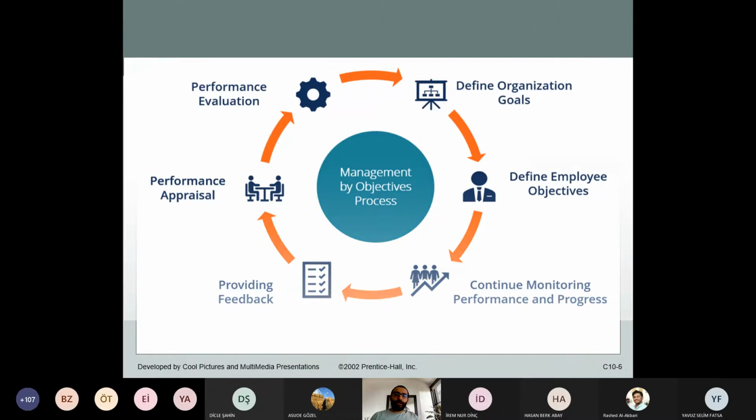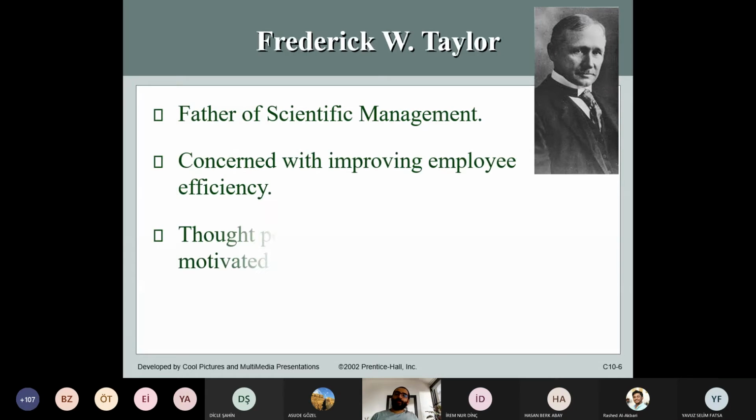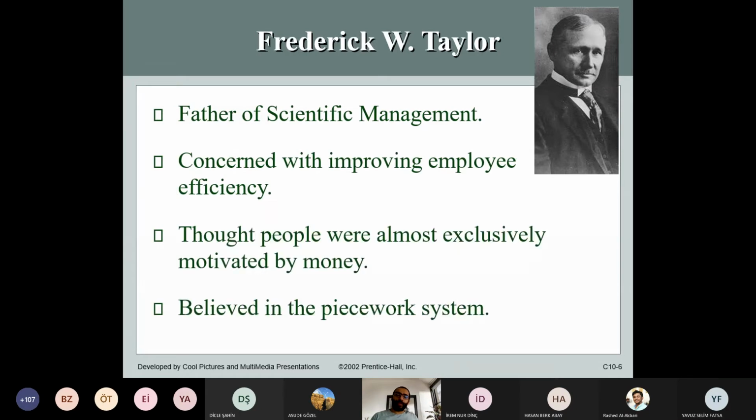Yes, let's continue with the motivational factors. What is the history of it? How was this motivation factor realized, right? Actually, Frederick W. Taylor. You will hear about him a lot. He is called the father of scientific management, and he wanted to improve employee efficiency. Back in the 1920s, 1930s, he wanted to improve employee efficiency in the factories.